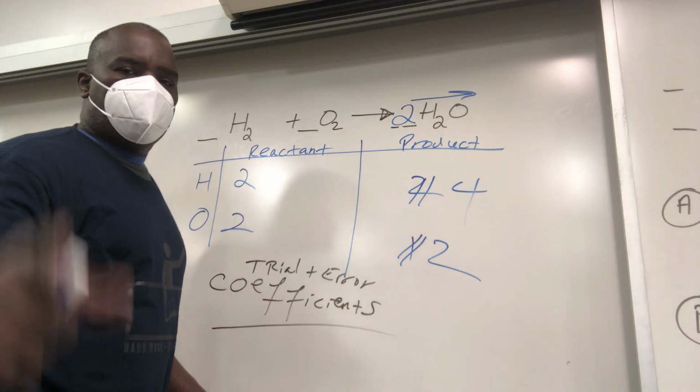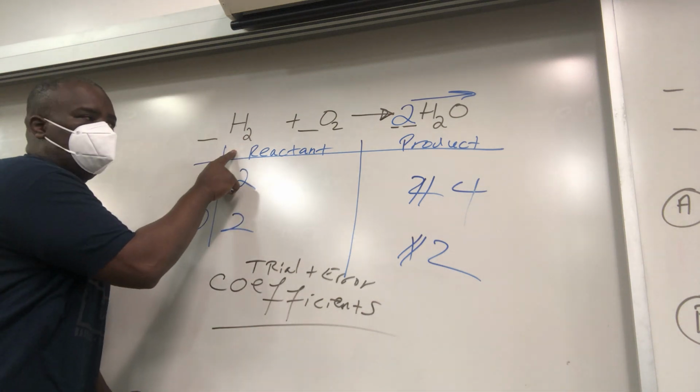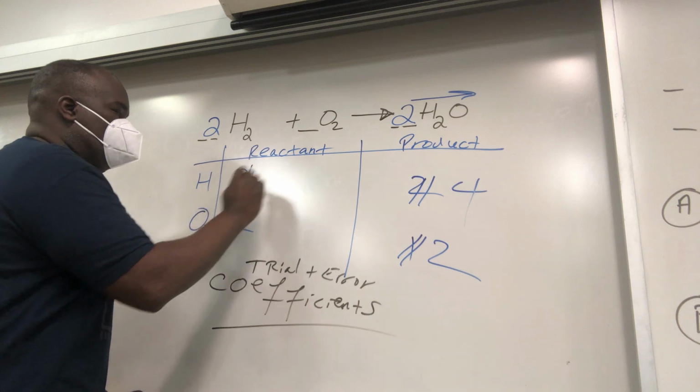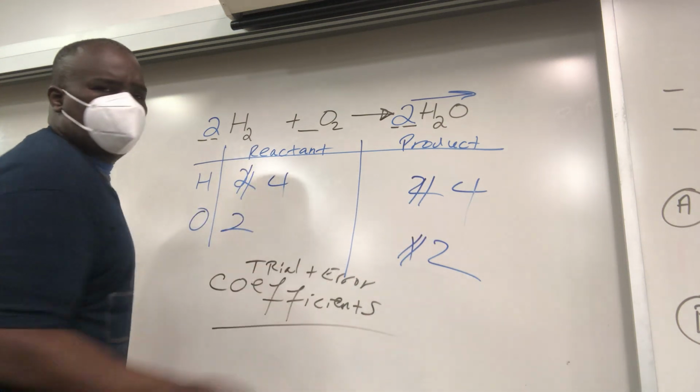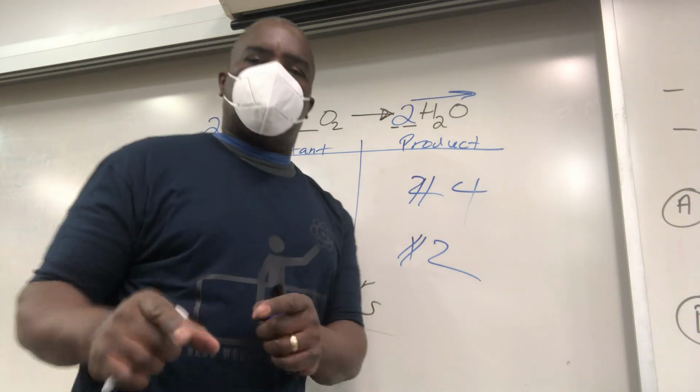Well, like I said before, trial and error. You don't panic. You fix this guy, okay? So we're going to put a 2 right here. Now we have 4, okay? So now we have 4 hydrogens. We got 2 oxygens. The equation is now balanced.